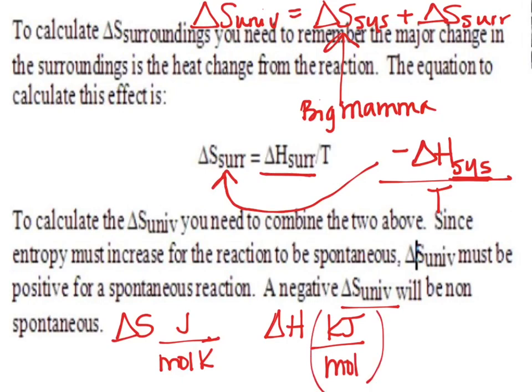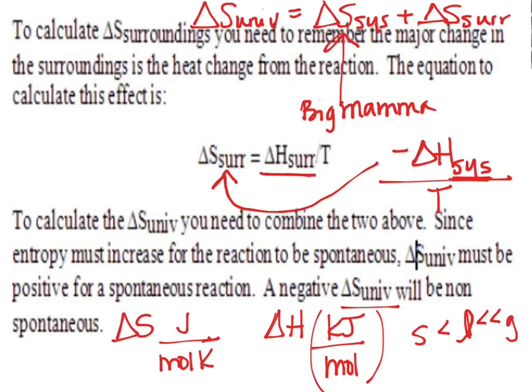So you're going to have to do some conversions from joules or kilojoules. Also, think of a solid, a liquid, and a gas. Which one is more chaotic, more disorder? Gas. So the entropy as we go from a solid to a liquid to a gas is really increasing.